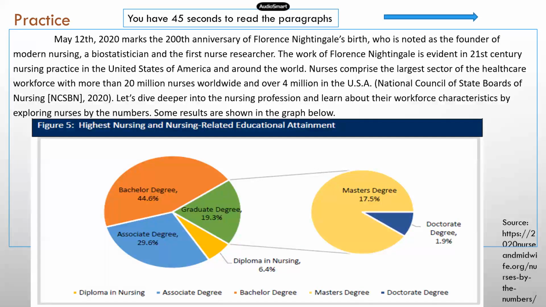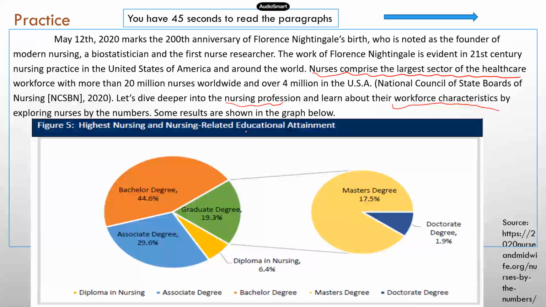First, it talks about how important nursing is. Nurses comprise the largest sector of the healthcare workforce. And then it says, let's look closely into the nursing profession and learn about their workforce characteristics by exploring nurses by the numbers. So you're going to see some numbers on the different workforce characteristics of all the nurses. Some results are shown in the graph below.